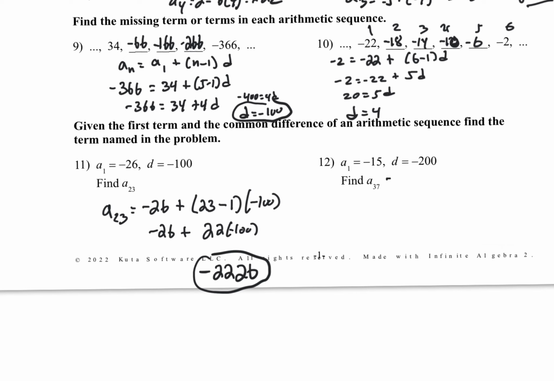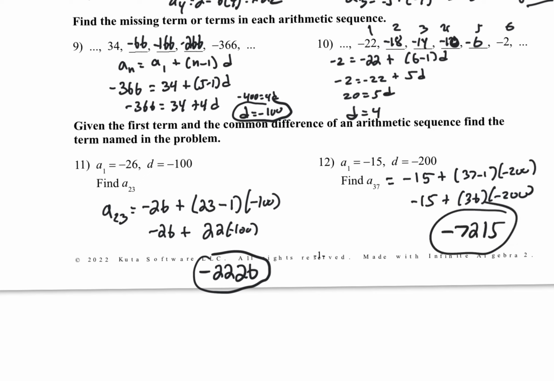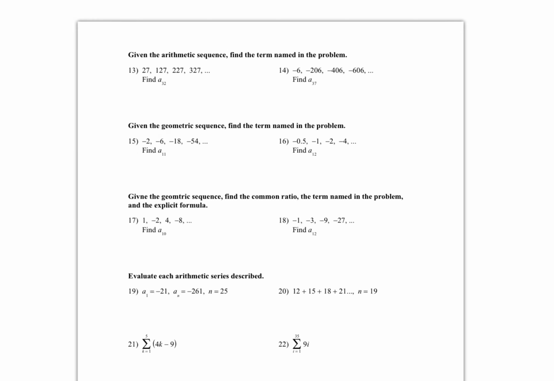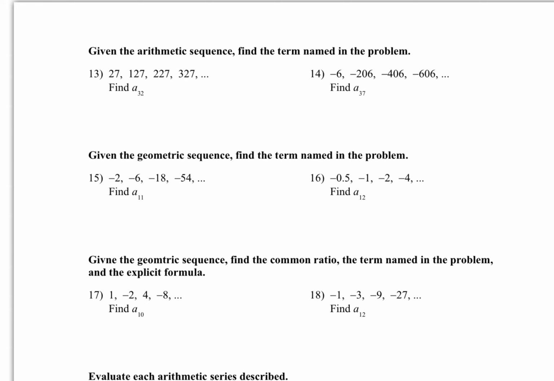The next one, a to the 37, is going to be negative 15 plus my n value, 37 minus 1, times negative 200. So that's negative 15 plus 36 times negative 200. Break out the calculator. Negative 7,215. Okay. The answer.